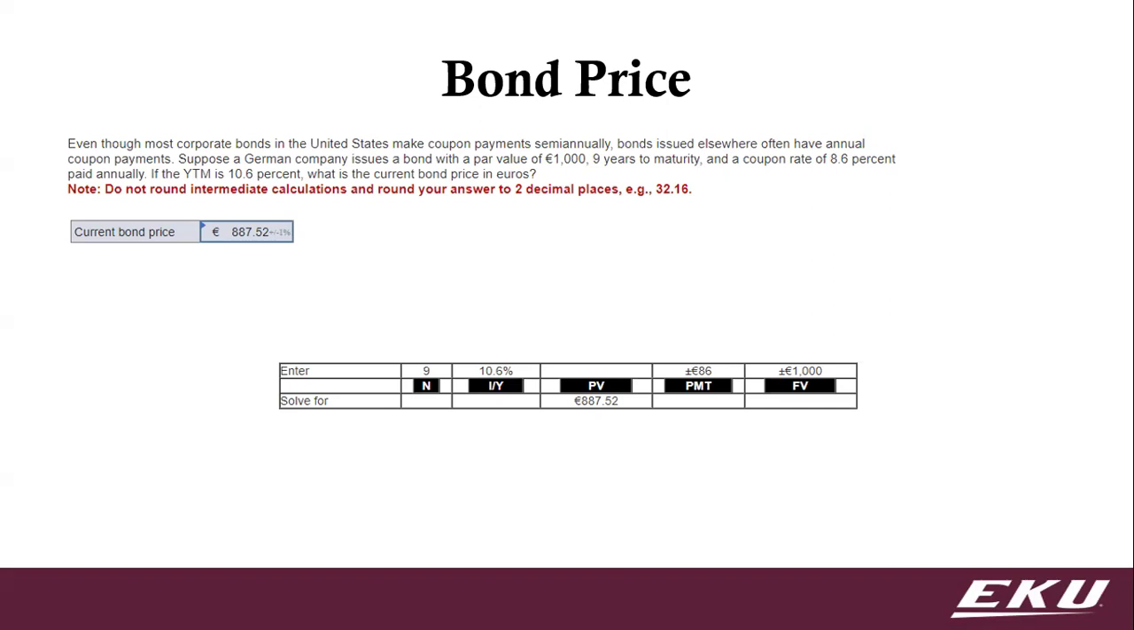Just understand all it's doing is telling you whether you're paying out or you are receiving money. That's what the sign is for, the direction of the cash flow. But once you put in the four values that are given, hit the compute button in the upper left-hand corner and present value, and it'll tell you what the current bond price will be.